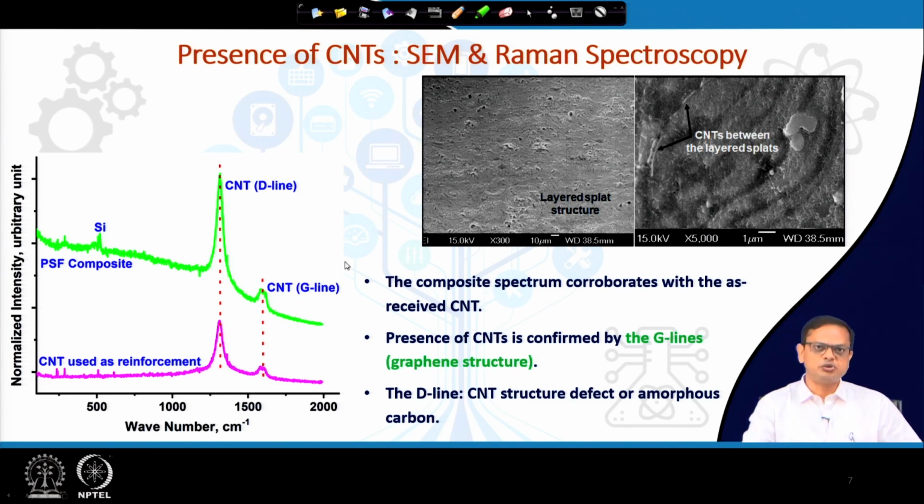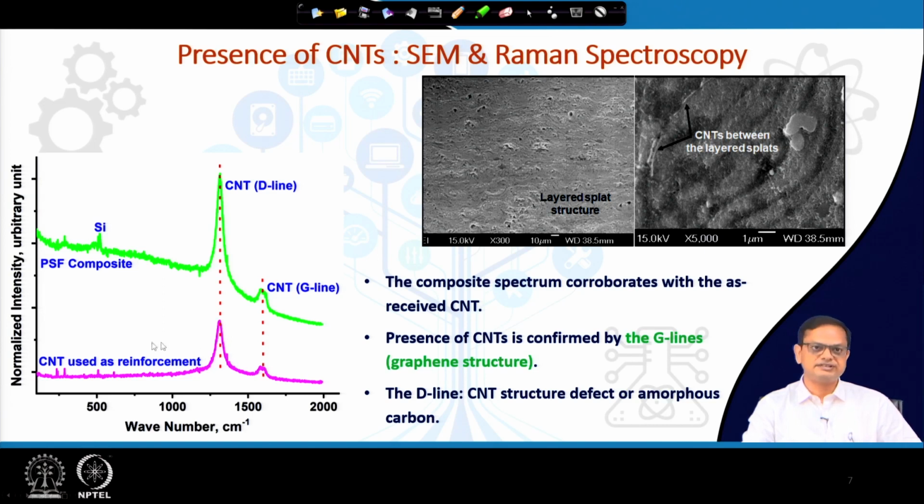Okay. And you can also do Raman spectroscopy to find out whether the structure is retained or not. So, you can see here this is the pristine CNT, which was used as reinforcement, and typically it will have two signature lines in the graphene structure. One is called the G band or G line, the other one is the D band or the D line.